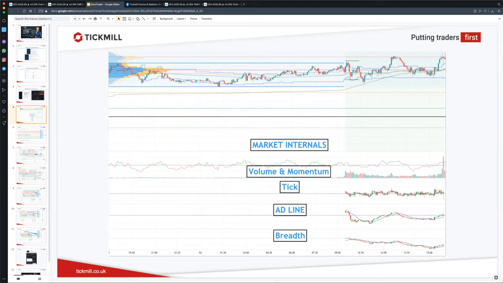Market internals are often compared to the instrument dashboard on a car, giving indication of performance and alerting the driver to any issues occurring under the hood.